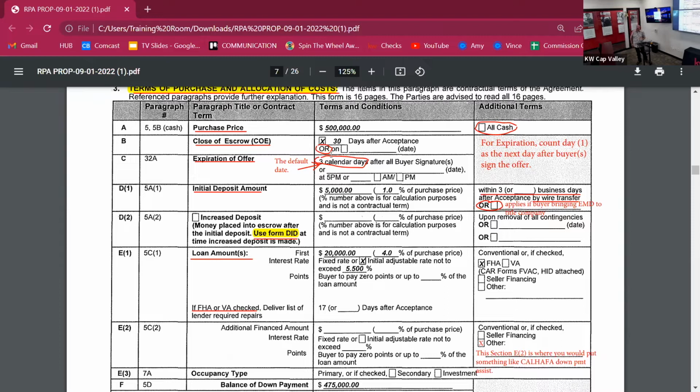If your buyer is doing Cal HAPA down payment assistance, so that there's a big FHA loan and a smaller down payment loan, they're basically doing 100% financing, but you're going through two different underwriting processes. You know, 30 days may definitely not be enough time.